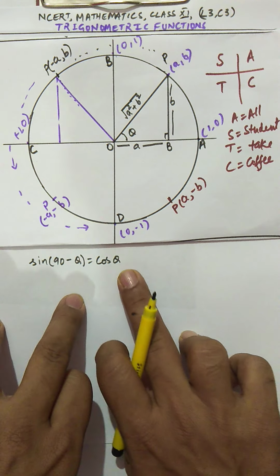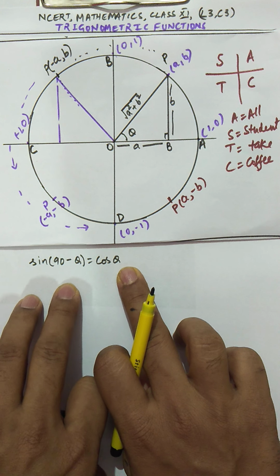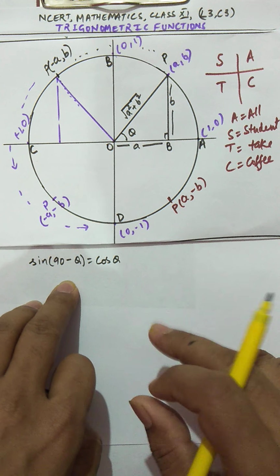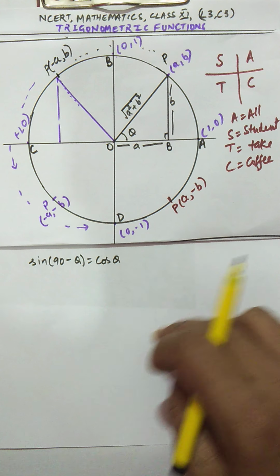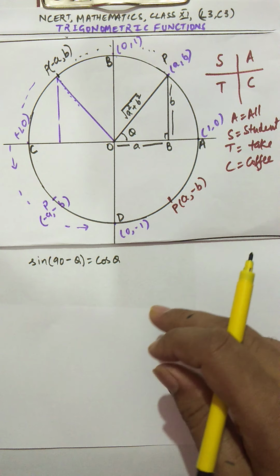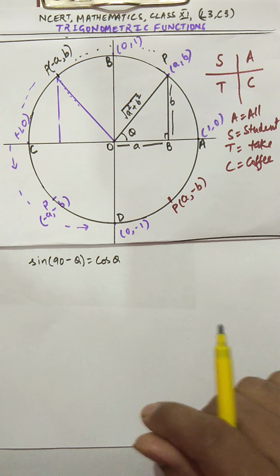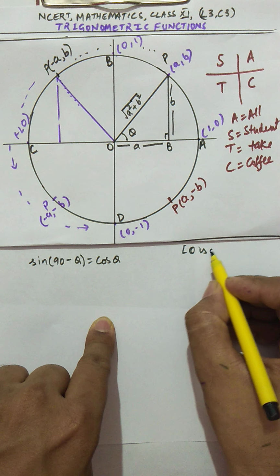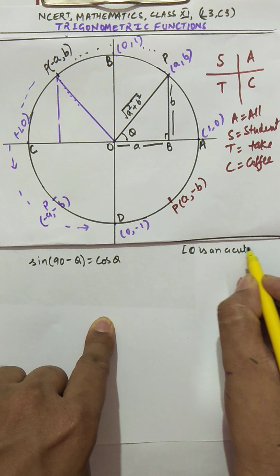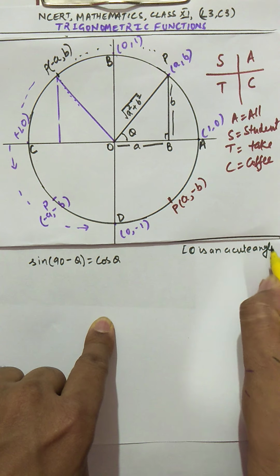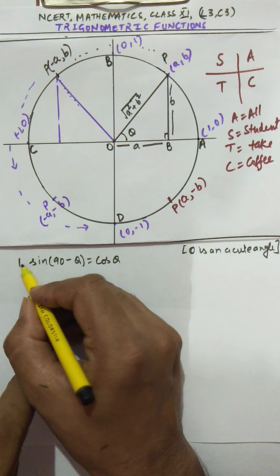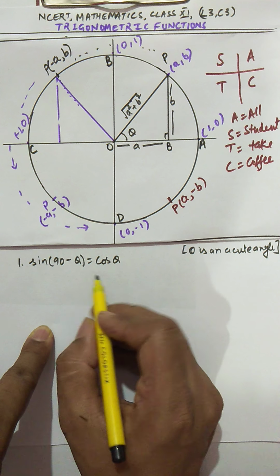cos theta. So you remember this, and we can justify this with the help of some example. Whenever I discuss theta in this video, you assume that theta is an acute angle. So I am writing here, theta is an acute angle. So how do we decide whether this result is true or not? We have to prove this.